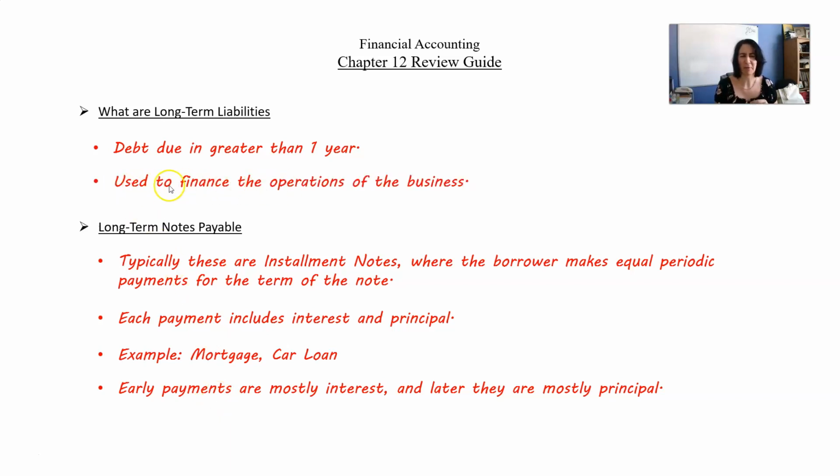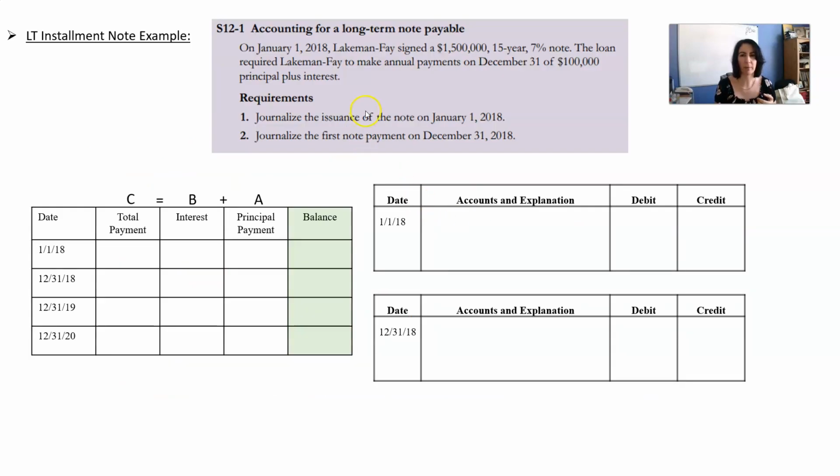I forgot one up at the top. The idea is a long-term liability is often used to finance the operations of the business. If I wanted to build a new building or expand operations, that's not going to be something done with short-term money. This is something done with longer term money, so you're financing the operations of the business. That's a typical long-term liability. So let's get started looking at numbers for a long-term note payable.